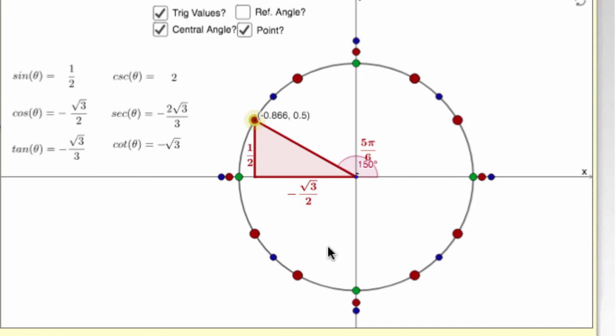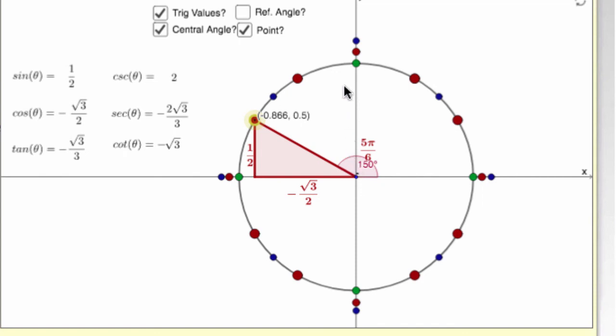Okay, now it's locked onto that point. This is in quadrant 2 with a reference angle of 30 degrees, and you can see the sine ratio is 1/2, that's the height, and the cosine ratio is negative square root of 3/2. It's negative because the x value is negative in quadrant 2.